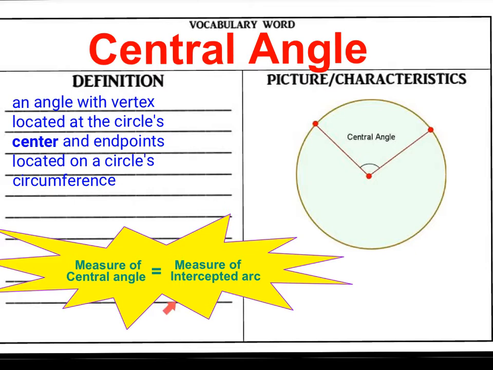Okay, and if you look over here on the bottom, we have the relationship between the central angle and the intercepted arc. Remember, this is your central angle, right in the middle at the center, and this is your intercepted arc. And the relationship between them is that the measure of the central angle is equal to the measure of the intercepted arc. So they're exactly the same. So let's say this central angle was 40 degrees, then the intercepted arc would also be 40 degrees. If this was 50 degrees, then this would be 50, 60, this would be 60, and so on and so forth.